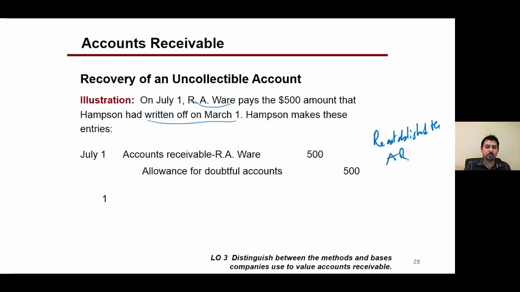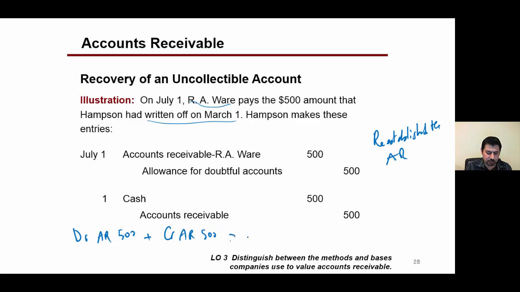re-established the account. Then, because they have received cash, they debit cash 500, and at this point, it's as if the customer has paid back their debt before, and the company would credit account receivable 500. As you can see, the overall change to account receivable is 0, because we debited account receivable 500 and credited account receivable 500. As a result, the change is 0.